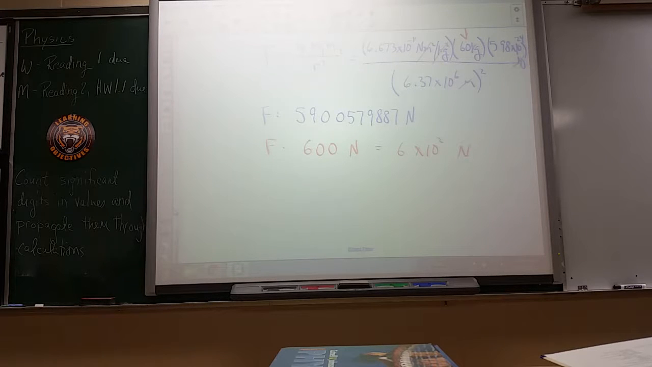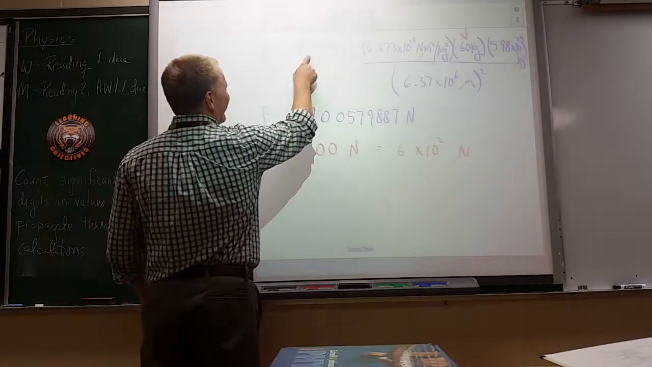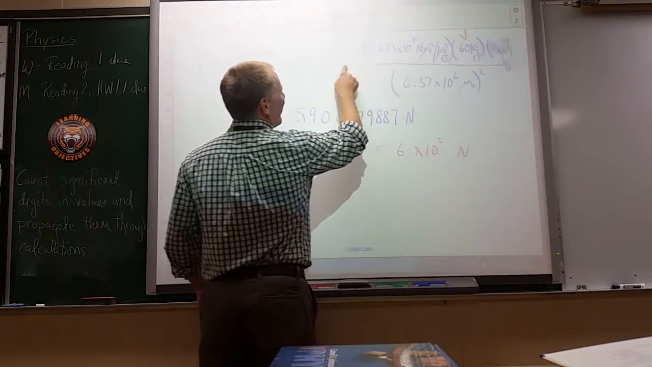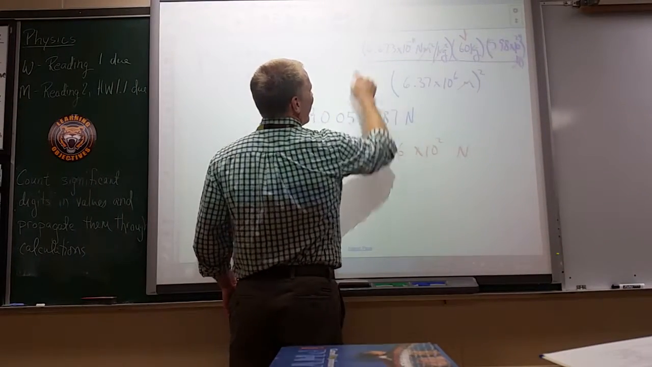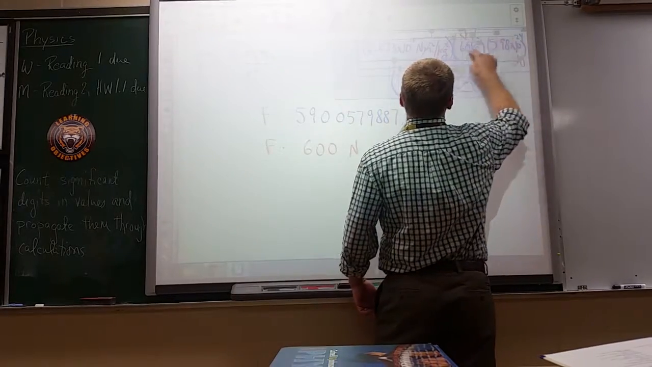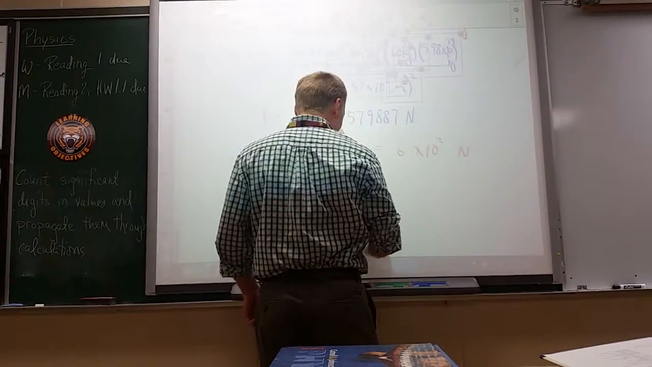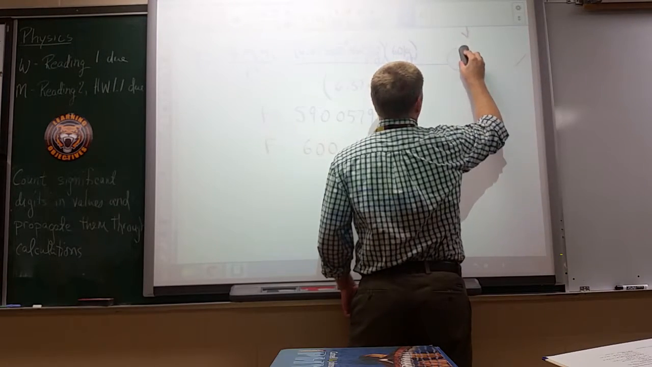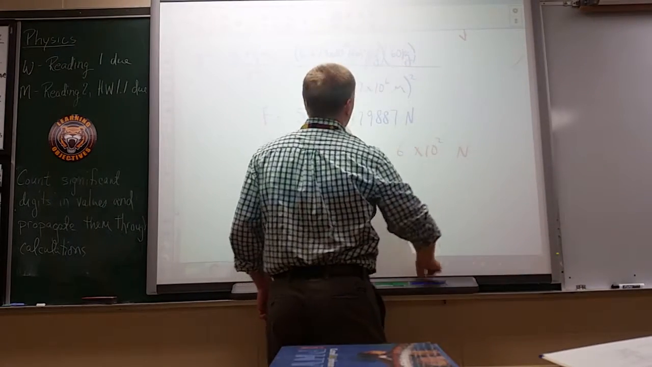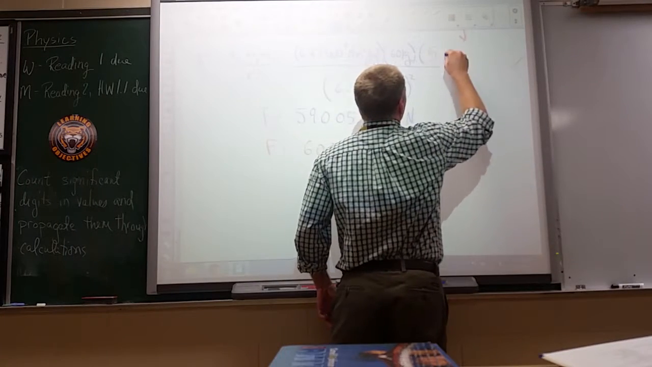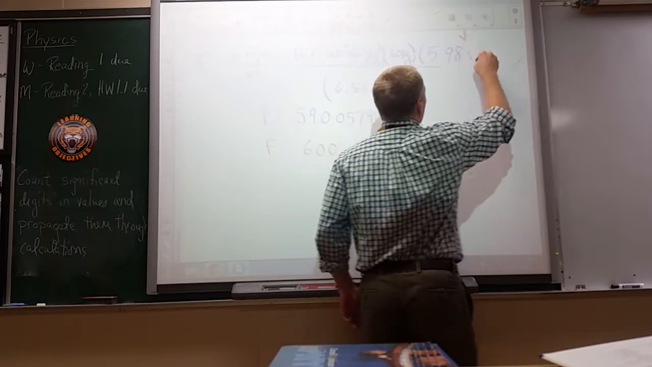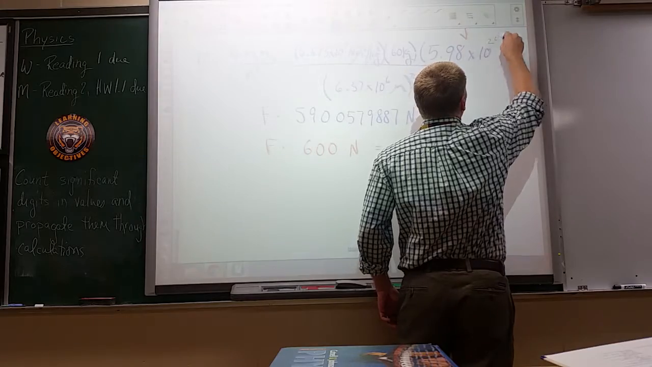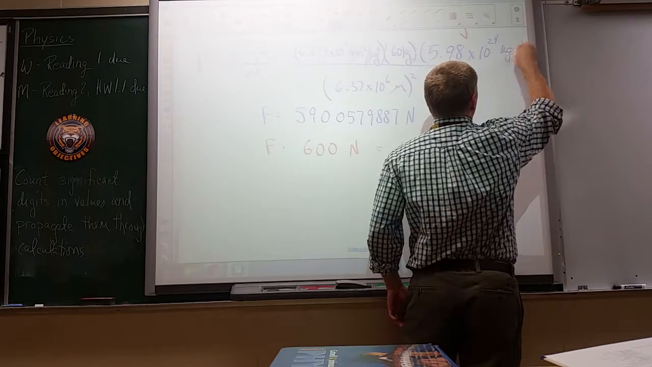What is the last digit on the top right? Yeah, sorry. Let's do this. I'll move this over. It is 5.98 times 10 to the 24 kilograms. It's the mass of the Earth.